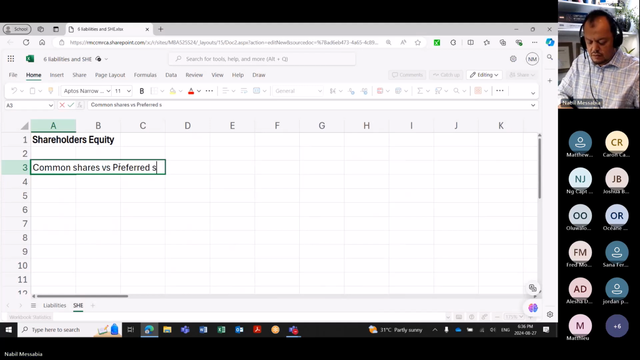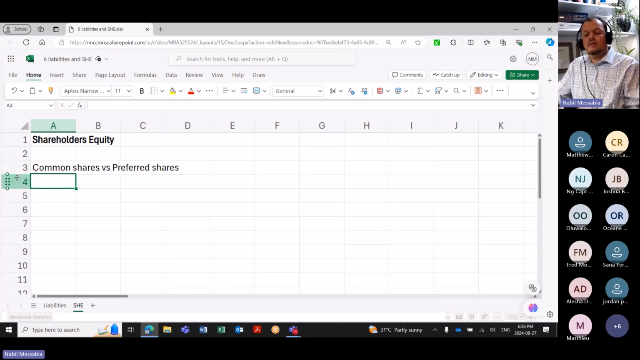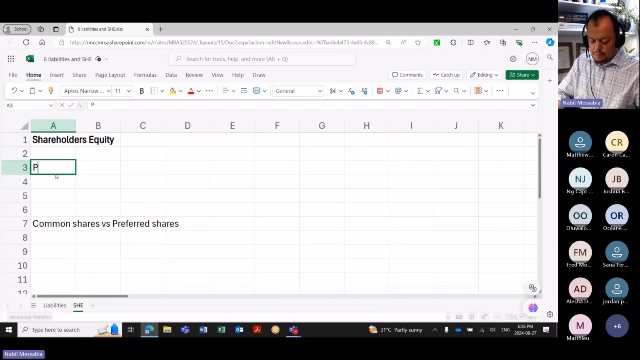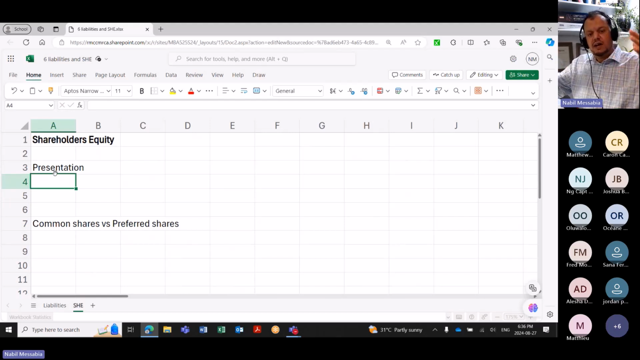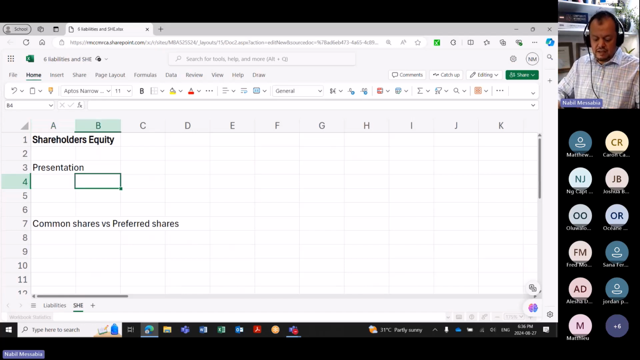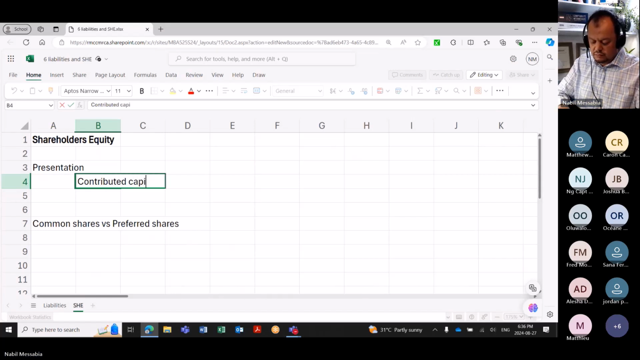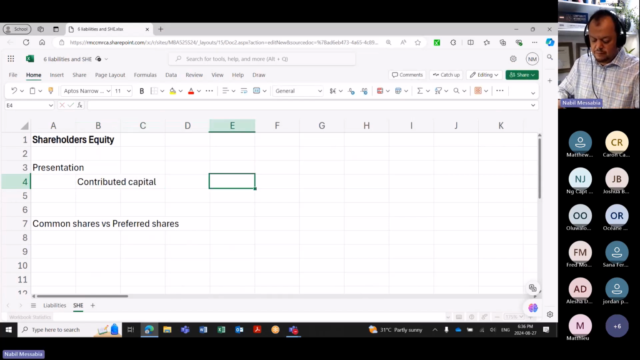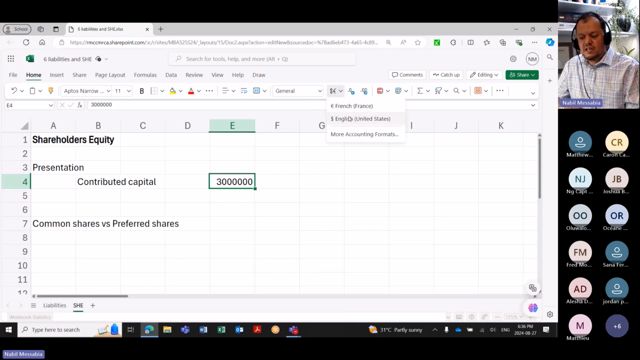Preferred shares. Okay. First of all, before that, even in terms of presentation, what we used to do so far when it comes to the balance sheet, when you prepare your statement of financial position, when you prepare the shareholder equity section, we used to do it like this: contributed capital, let's say 3 million. Okay. So far, this is what we do. Now you have to know that is not the right way to do it.